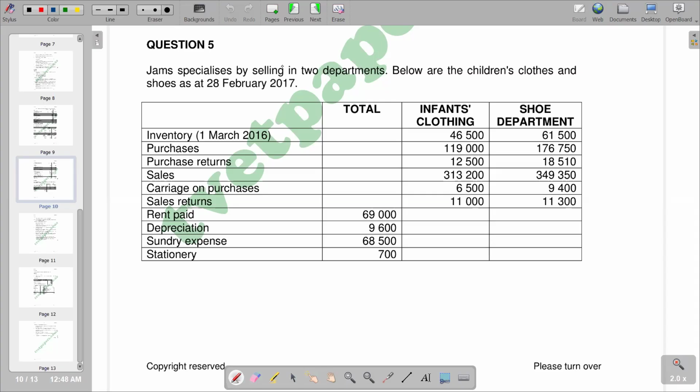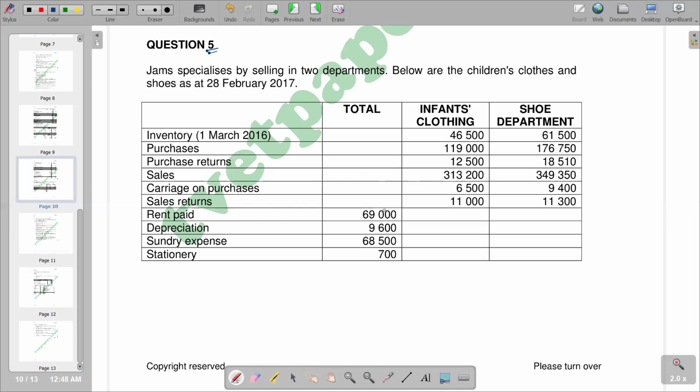In this video, we want to look at the preparation of departmental accounts, and we are going to look at a question from the past exam papers. This is question 5 on this question paper. The question reads, James specializes by selling in two departments. Below are the children's clothes, so you are given information also on the shoe department.